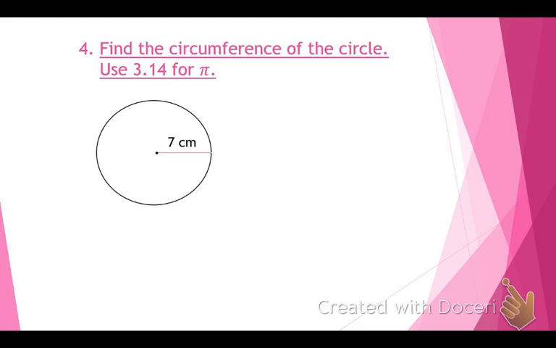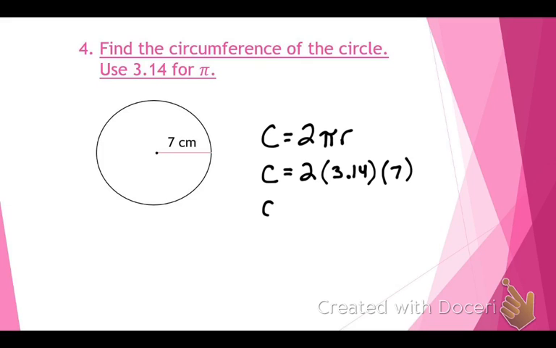C equals 2 times pi times r. I'm trying to find my circumference. What will I plug in for my pi? 3.14. All right, it asks us to do 3.14. And Darcy, what's my radius? 7 is correct. Now you can see we're trying to find the C, and all you have to do is multiply all those numbers together, and that's going to help you with what the circumference is.